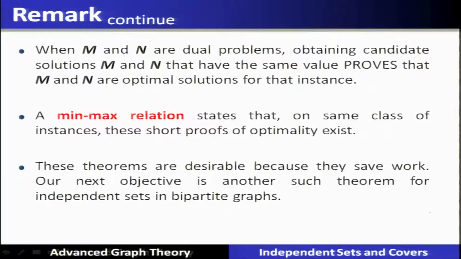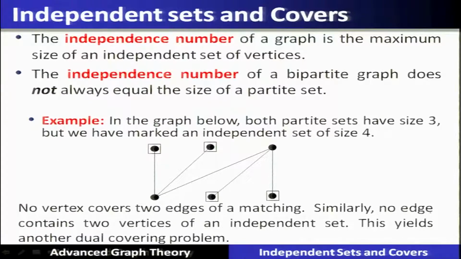So, our next objective is another such theorem for independent sets and covers in a bipartite graph. The independence number of a graph is the maximum size of an independent set of vertices, and the independence number of a bipartite graph does not always equal the size of a partite set. In this example, both the partite sets are of size 3, but the independent set, if we see, has 4 vertices. So, the independent set size is 4, whereas the partite set is of size 3.